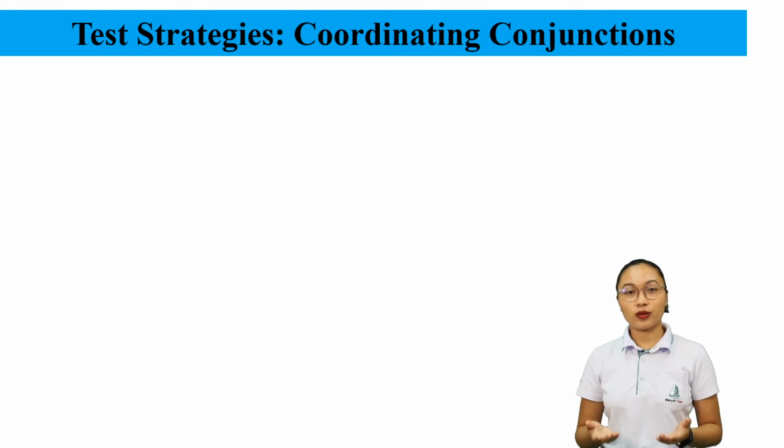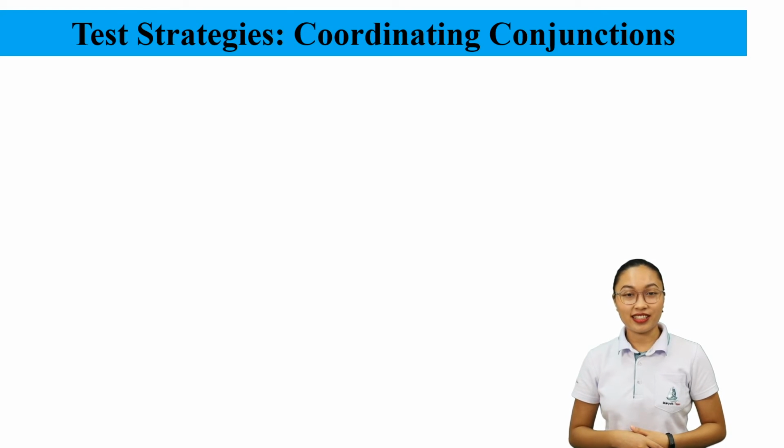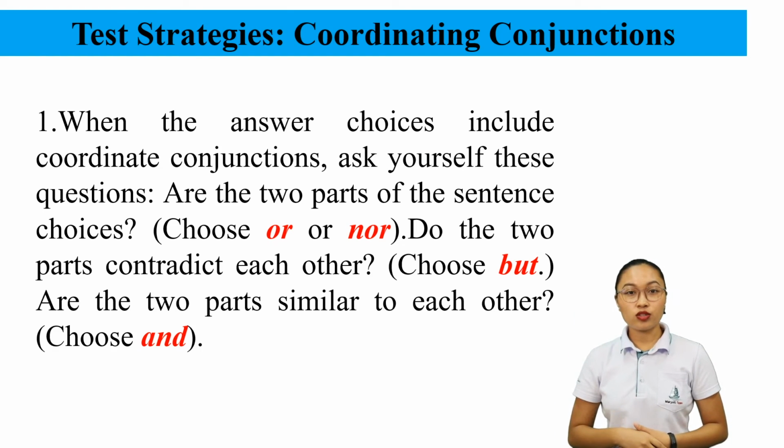Let's move on to coordinating conjunctions. We have two main strategies that will help you choose the correct answer. First, when the answer choices include coordinating conjunctions, ask yourself these questions. Are the two parts of the sentence choices? Choose or, nor. Do the two parts contradict each other? Choose but. Are the two parts similar to each other? Choose and.